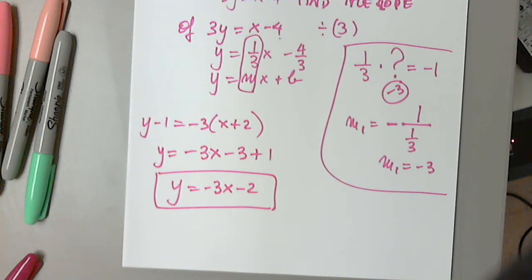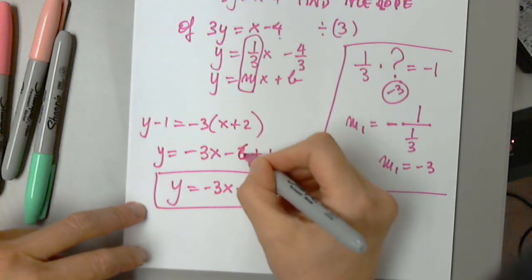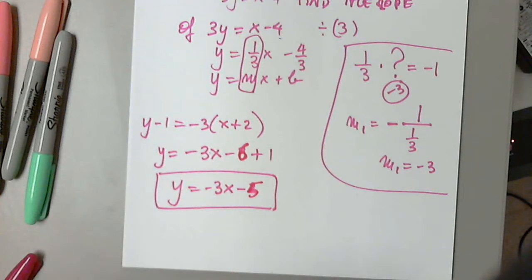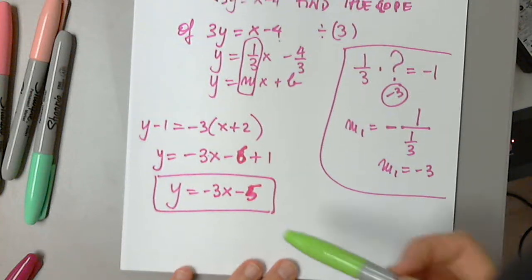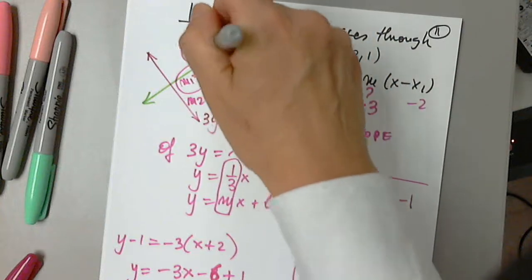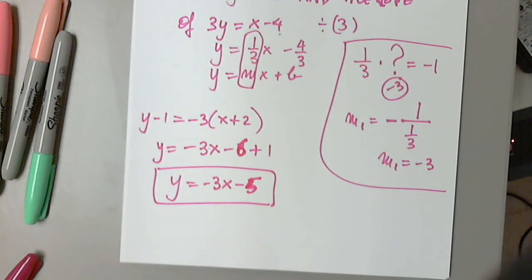Wouldn't -3 times 2 be -6? I was supposed to point that out. I'm sorry. My apologies. Yes, it's 2. It's not 1. Okay, sorry about that. So my apologies, -3x minus 6 plus 1, yes. So it's the equation of the green line that is perpendicular to 3y equals x minus 4 and passes through -2, 1.